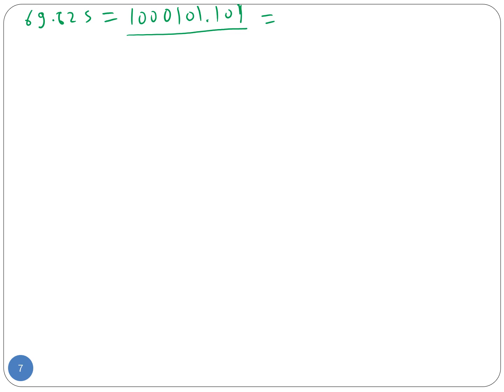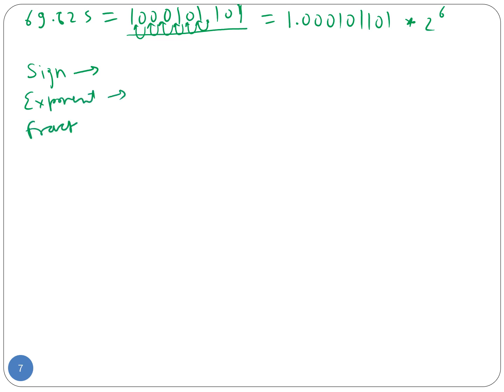Right, so basically we need to move this binary point to the left. So this number basically becomes 1.000101101 multiplied by 2 to the power. Now you see we have moved this binary point 1 2 3 4 5 6 positions to the left, so this should be multiplied by 2 to the power 6. Okay, so the next step is to basically figure out the sign bit, the exponent bits, and the fraction part.